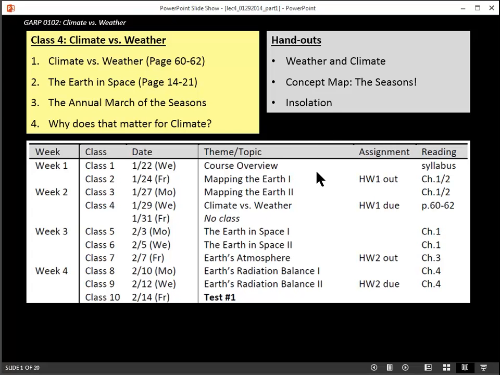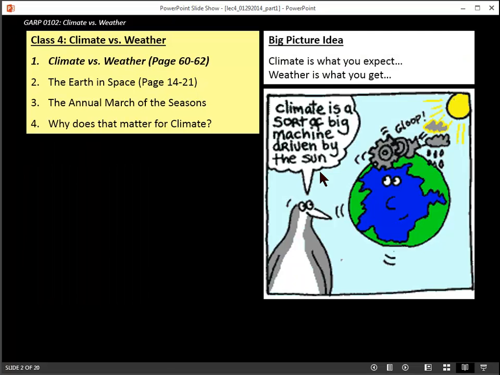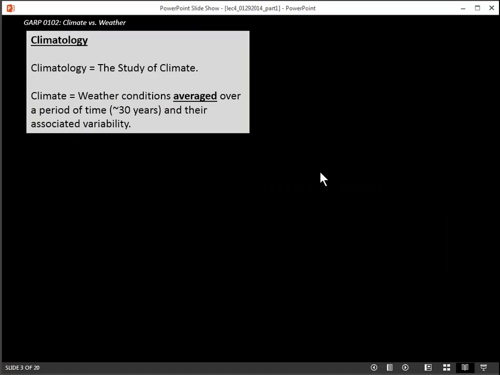So why don't we just step through the differences of weather and climate? And the big picture idea here is climate is what you expect. Weather is what you get. So that really summarizes it beautifully. Now let's look at a little bit more detail.